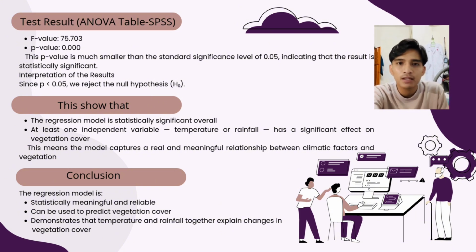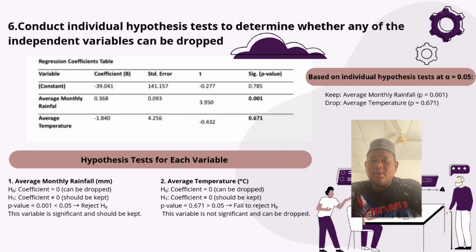At least one independent variable, temperature or rainfall, has a significant effect on vegetation cover. This means the model captures a real and meaningful relationship between climatic factors and vegetation. The conclusion is the regression model is statistically meaningful and reliable, can be used to predict the vegetation cover, and demonstrates that temperature and rainfall together explain the change in vegetation cover. That's all. Thank you.